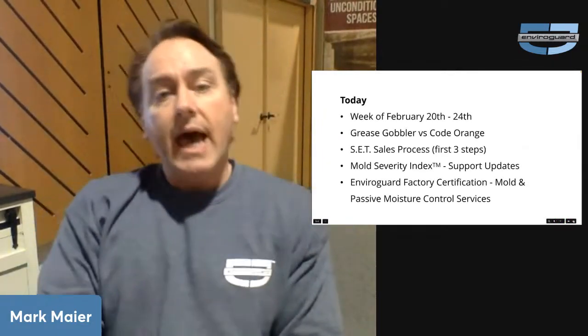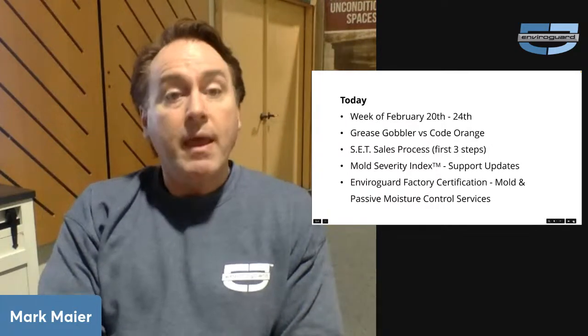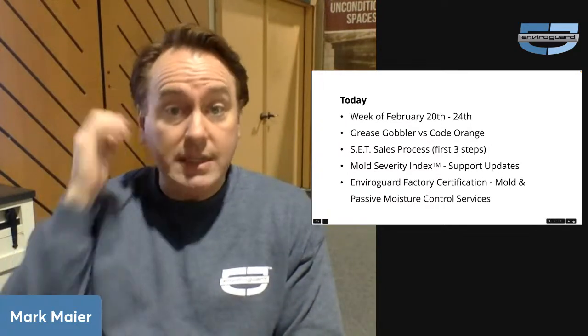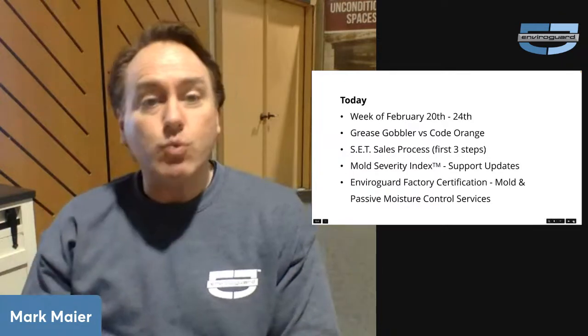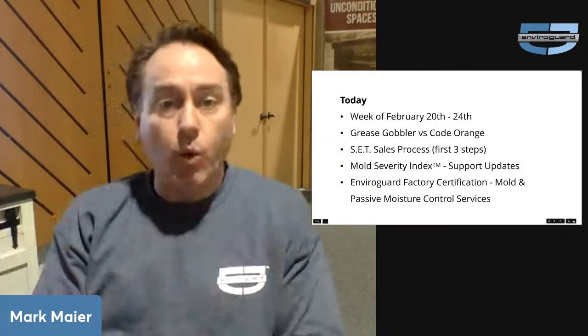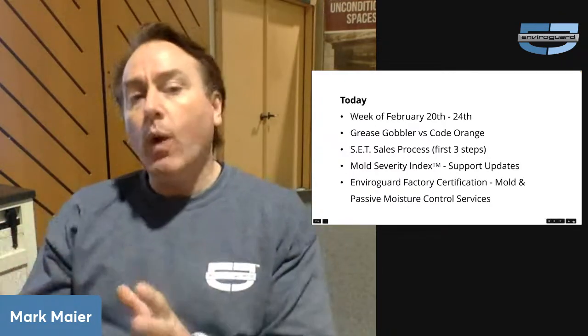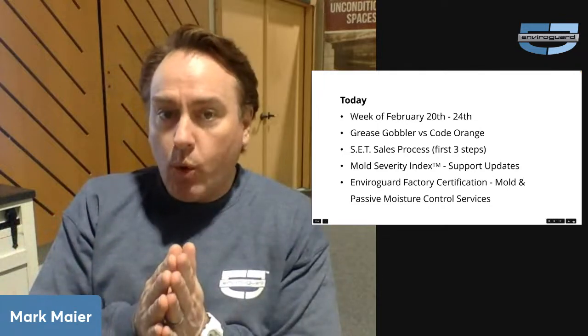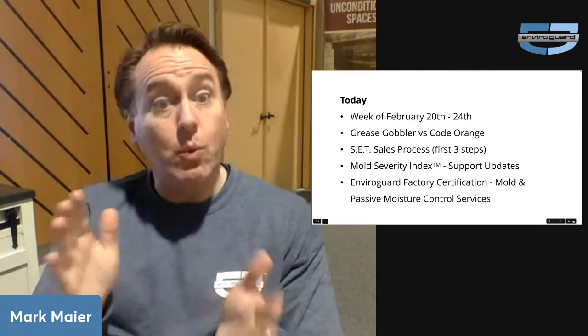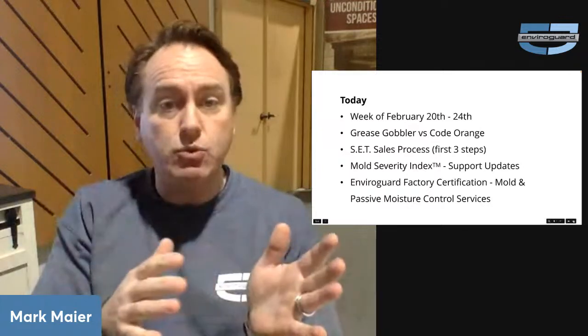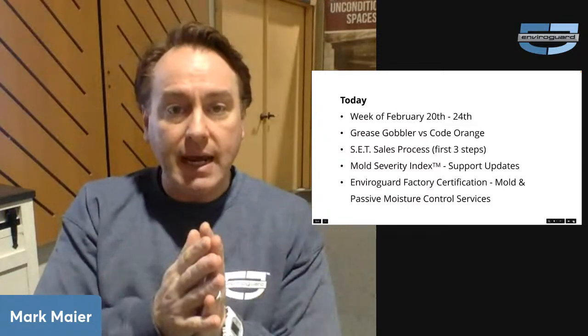First things first. Here's today's agenda. The first thing I want to share with you is next week's itinerary. For folks who are in the Northeast, I'm going to be up there next week, and I want to show you where I'm going to be, just in case you want me to swing by and have some one-on-one discussion time. One of the other things that came up over the last week was Grease Gobbler versus Code Orange. What's the difference between them? When should I use what? So I figured today would be a great day to handle that.